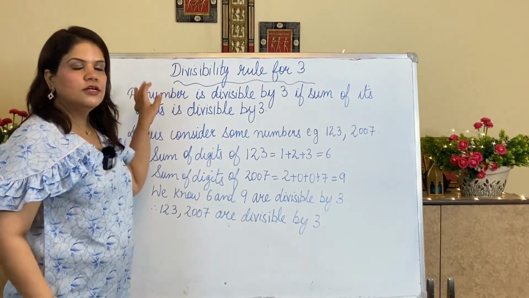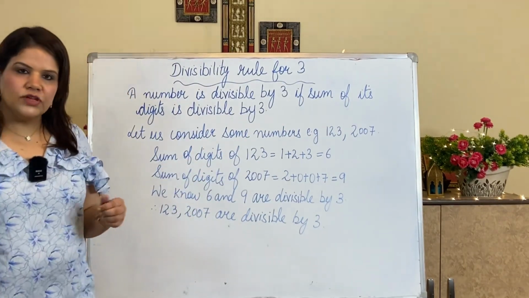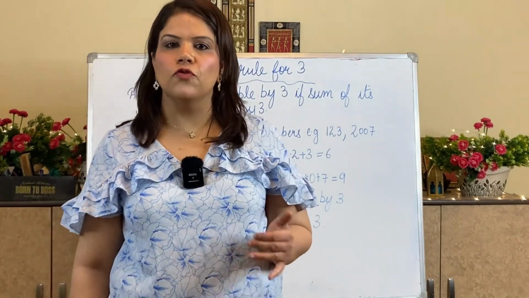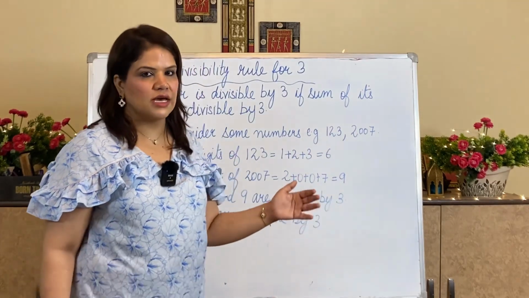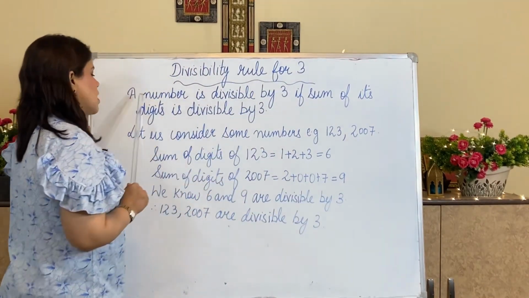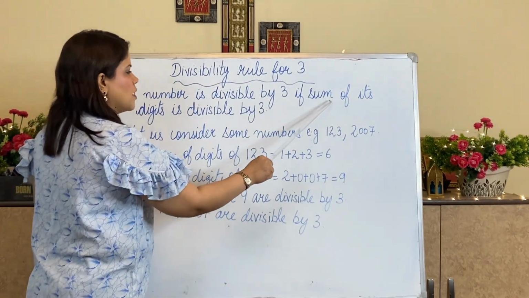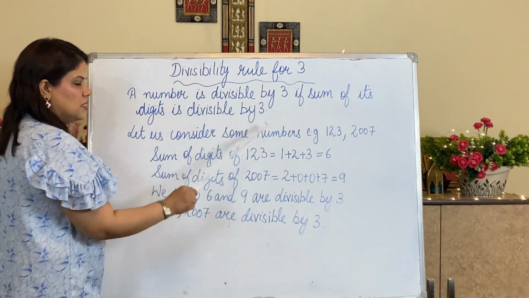First I am taking divisibility rule for 3. I have taken in one of my videos divisibility rule for 2, 4 and 8. Now today I am taking divisibility for 3, 6 and 9. So first I am taking divisibility rule for 3. A number is divisible by 3 if sum of its digits is divisible by 3.